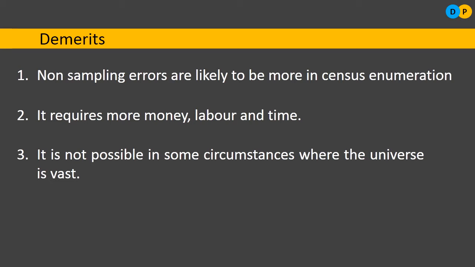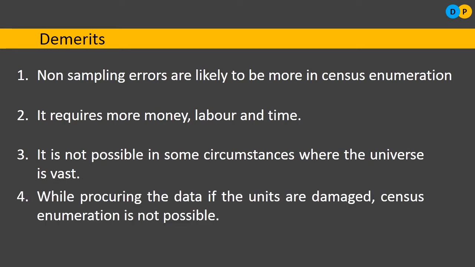That is, census enumeration cannot be conducted. It is completely ruled out. And the fourth one is, while procuring the data, if the units are damaged, then census enumeration is not possible.